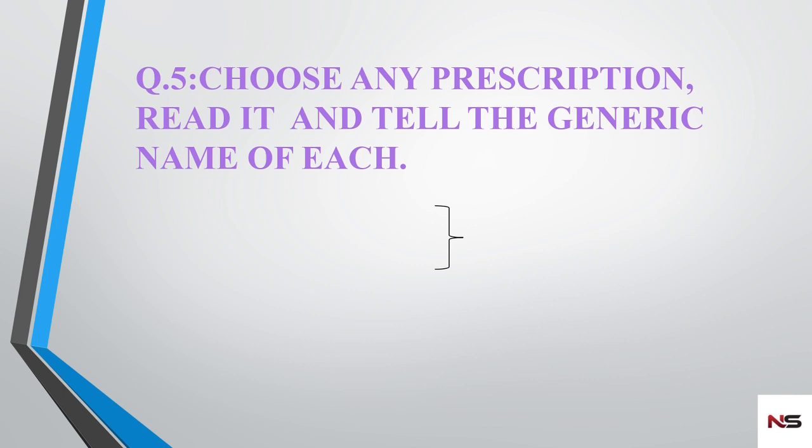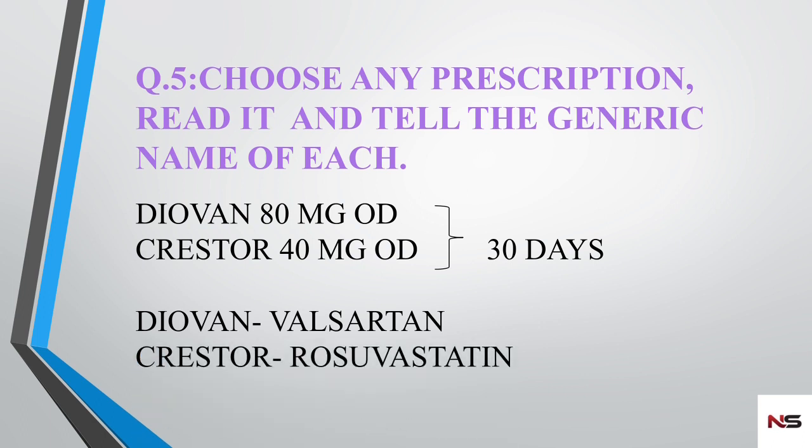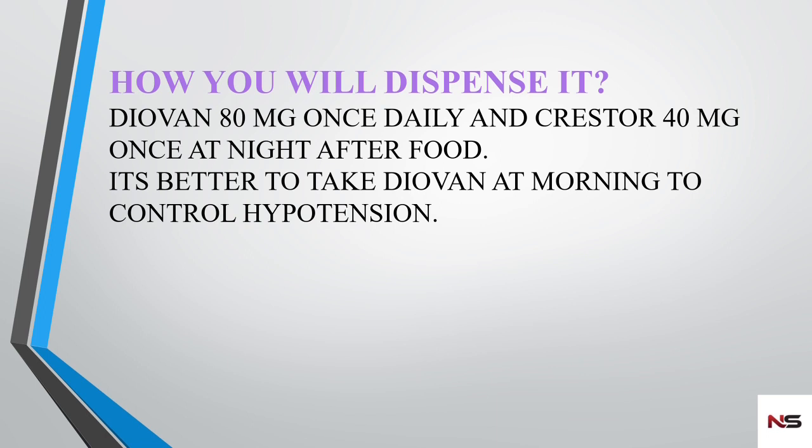So the candidate chose one prescription, which was written Diovan 80 mg OD, Crestor 40 mg OD for 30 days. They told him to tell the generic name of each. So Diovan is valsartan, Crestor is rosuvastatin. The next question was related to the same prescription: how will you dispense it? Diovan 80 mg once daily and Crestor 40 mg once at night after food. Diovan is better taken in the morning to control hypertension.